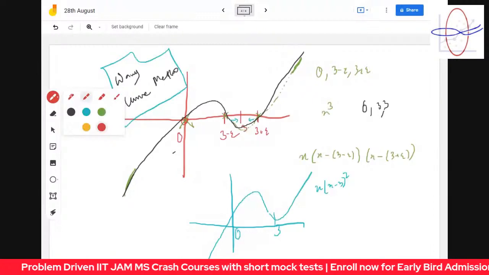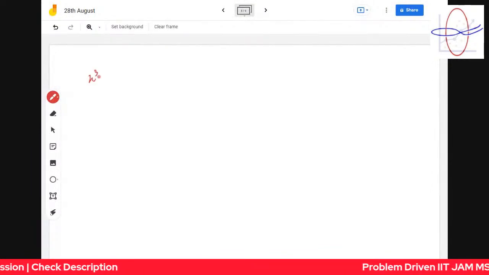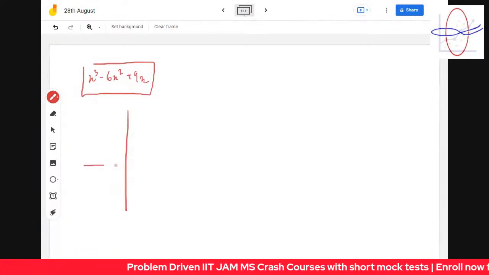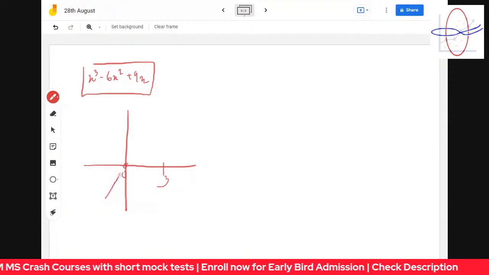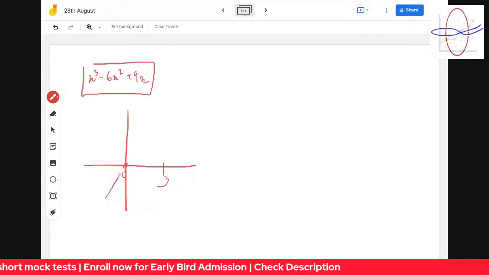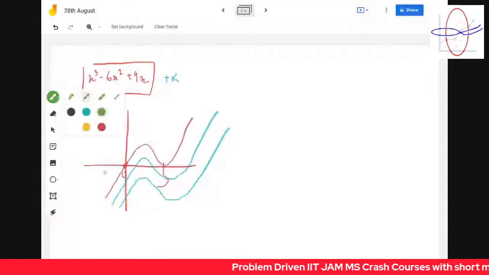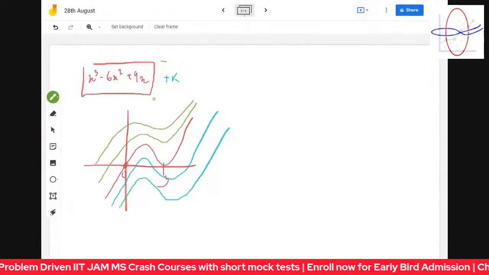Now let's try to understand how we can use this for this problem. So we have drawn the graph of x cube minus 6x square plus 9x, this part. And it looks like this, 0 here and 3 here. Perfect. So we are adding a k over here. It can be negative or positive. If it's negative, it will go down like this. If k is positive, it will go up like this. That is the graph of this function, including the k.